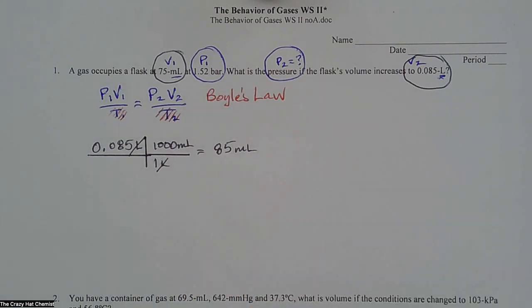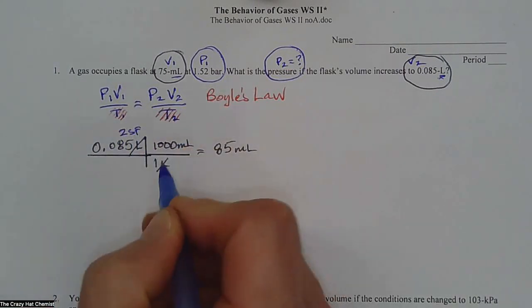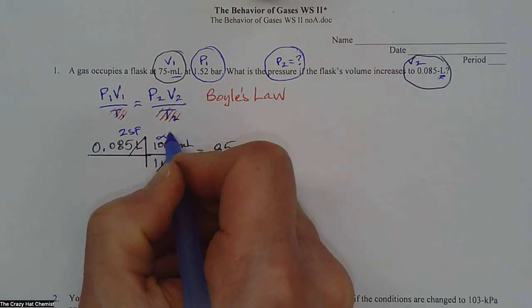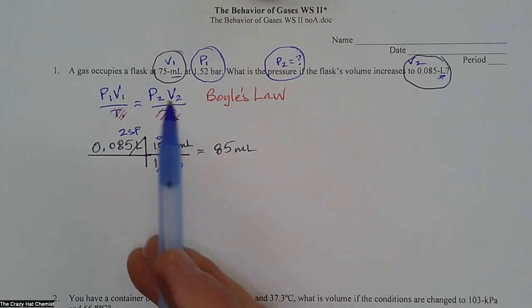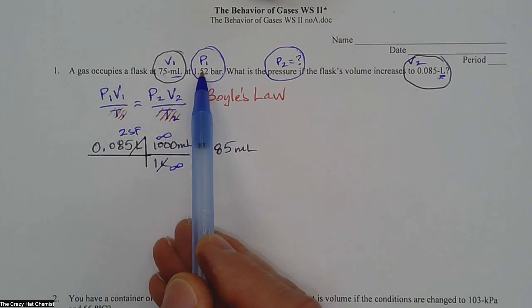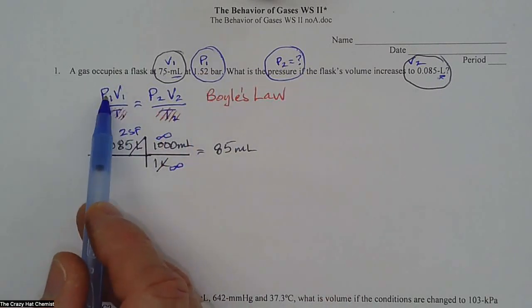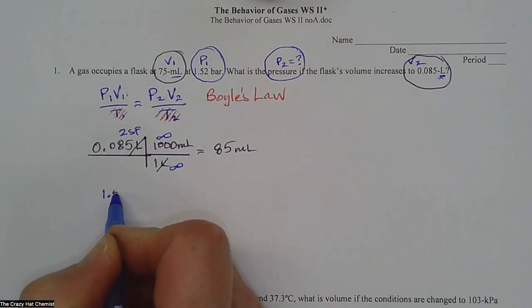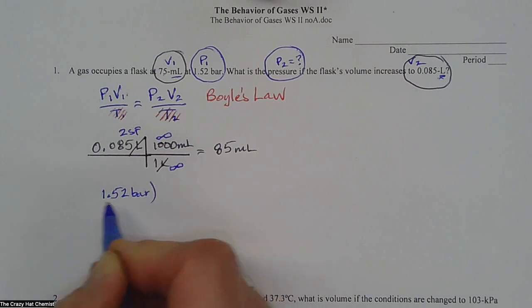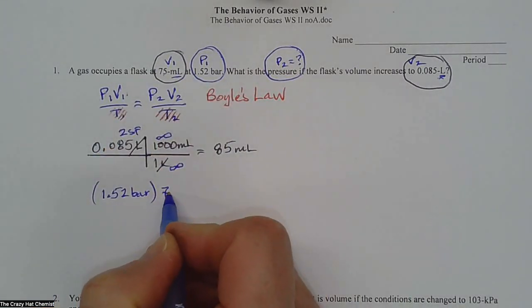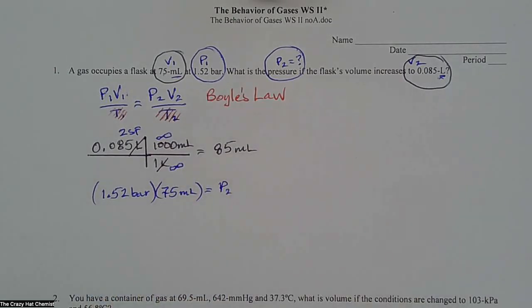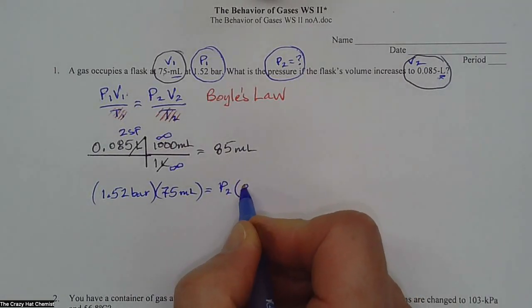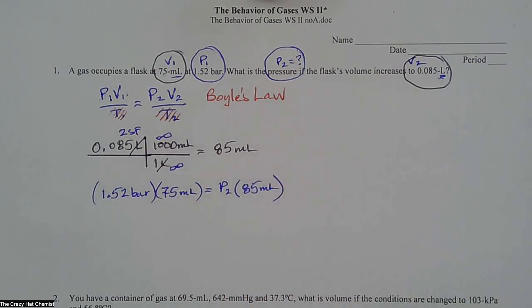I'm maintaining the number of significant figures here. This has 2 significant figures. This has infinite because this is a definition, and this has infinite because it's a definition. So therefore, this is 85 milliliters. All right, so I have 75 milliliters at 1.52 bar. So I'm going to place those into this equation here. So I have 1.52 bar times the volume, and that's 75 mils. And that's going to equal my second pressure, pressure 2, times my 85 milliliters, just like that. And simply I'm going to solve for P2.